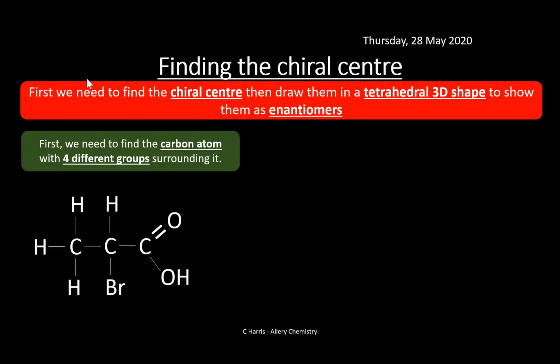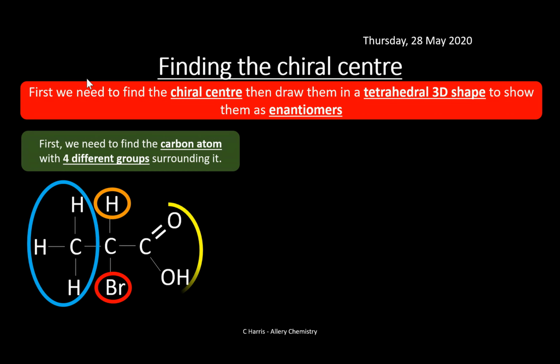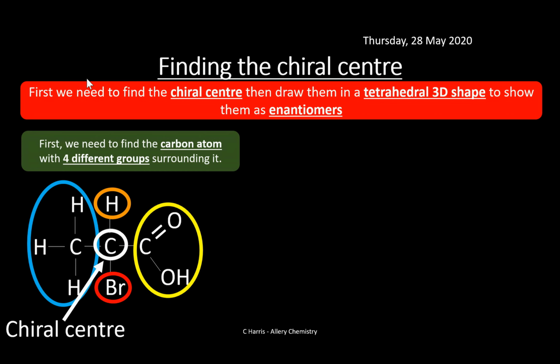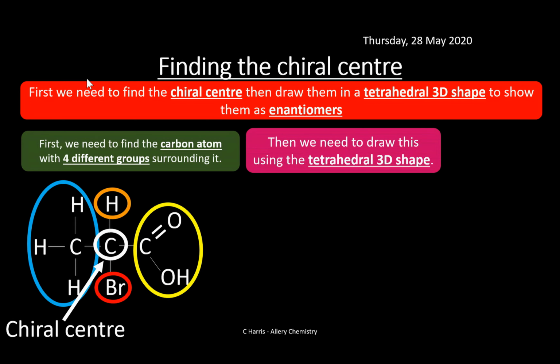See if you can see where there are 4 different groups. We've got one here, which is the blue one, and one here, which is the red one. That's your bromine. We've got a yellow hydrogen, then an orange-yellow group, and a bright yellow carboxyl group. So the chiral center is in the middle. You can see we've got 4 different groups surrounding the carbon atom. So this particular setup is optically active. It's a chiral center.